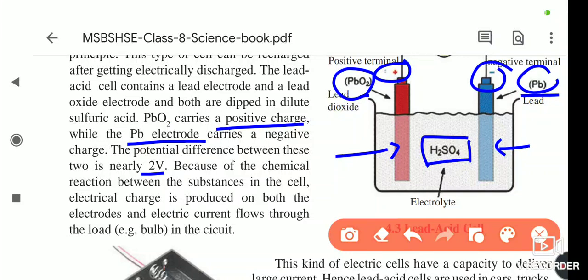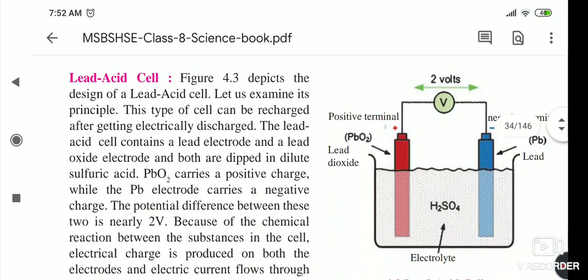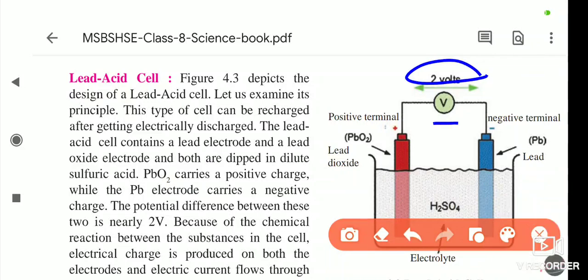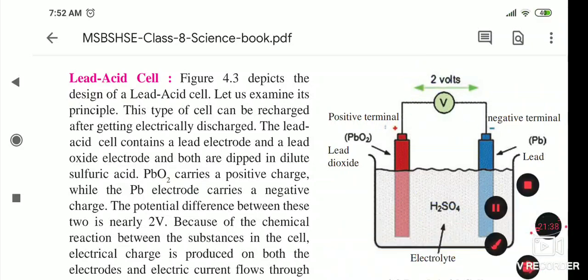Because of the chemical reaction in the substances in the cell, electric charge is produced on both electrodes. Because of this, electric current flows through the load, for example a bulb, in the circuit. When the chemical reaction takes place, the potential difference of 2 volt is shown by V, the voltmeter, and due to this the electric bulb glows. Now we will see the video which shows the exact structure of this lead acid cell for better understanding.